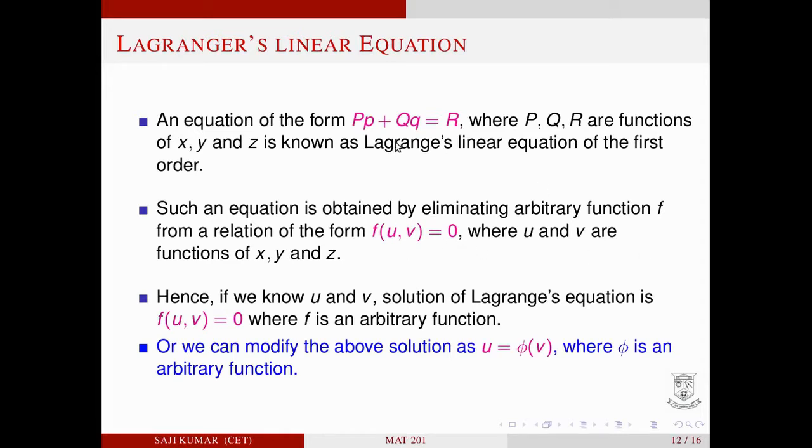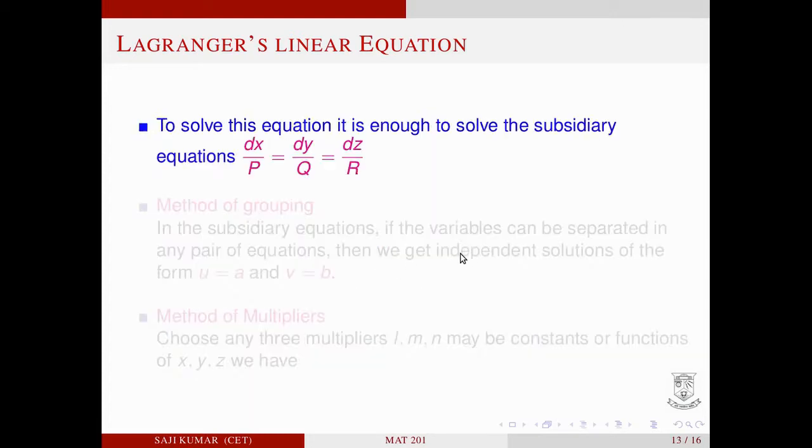Now see how to find the solution. The general solution of Lagrange's equation Pp plus Qq is equal to R is in the format f of u, v is equal to 0. So the main thing is identifying the independent solutions u and v. To solve this equation, it is enough to solve the subsidiary equations dx by P is equal to dy by Q is equal to dz by R. These subsidiary equations come from the partial differentiation of the general solution f of u, v is equal to 0. So you have to learn these subsidiary equations by heart: dx by P is equal to dy by Q is equal to dz by R.